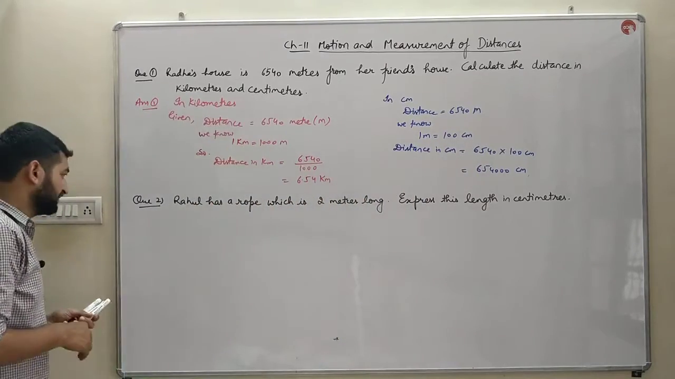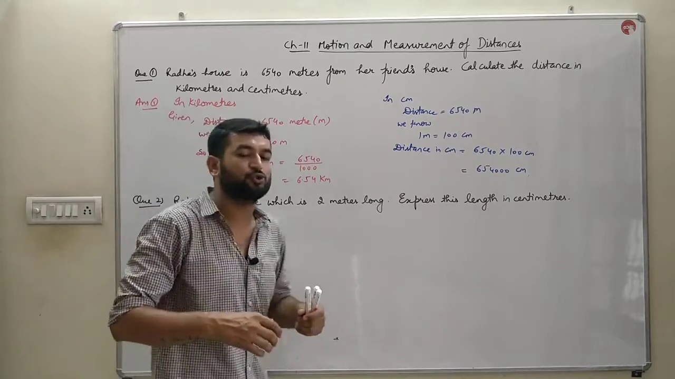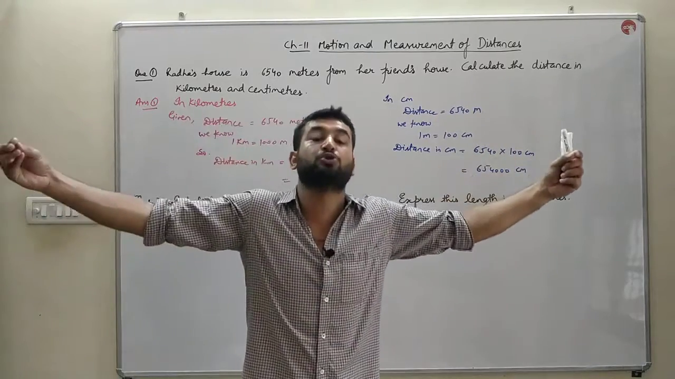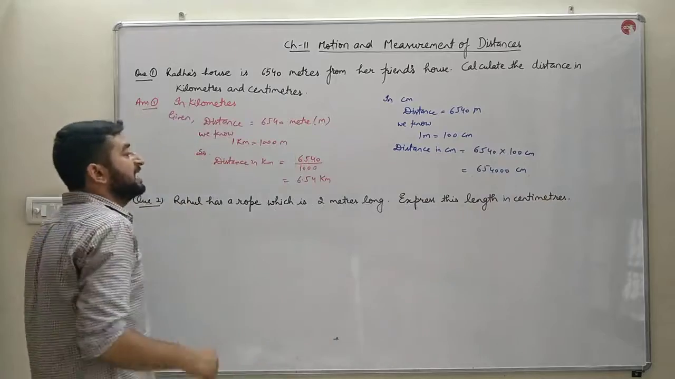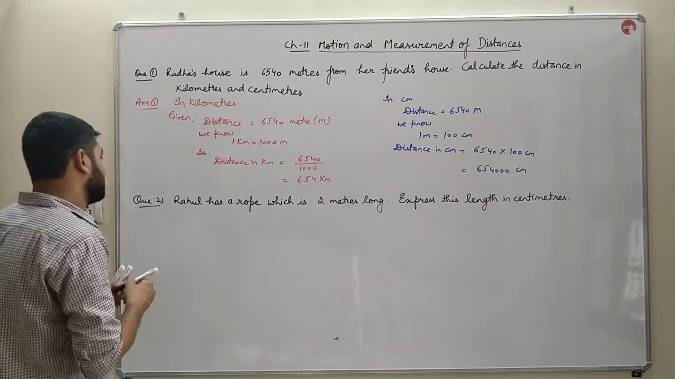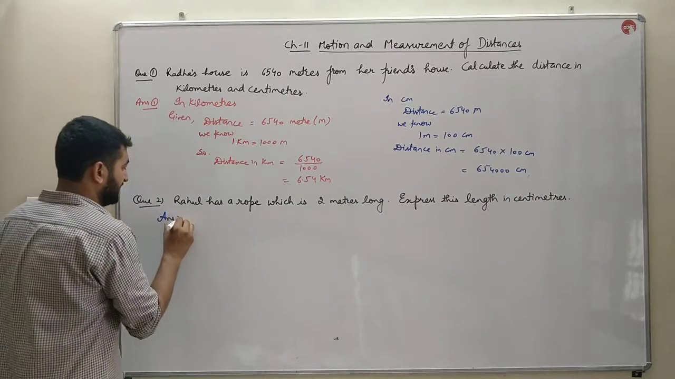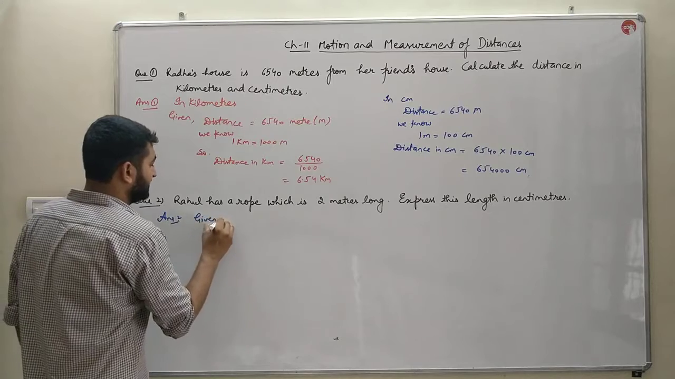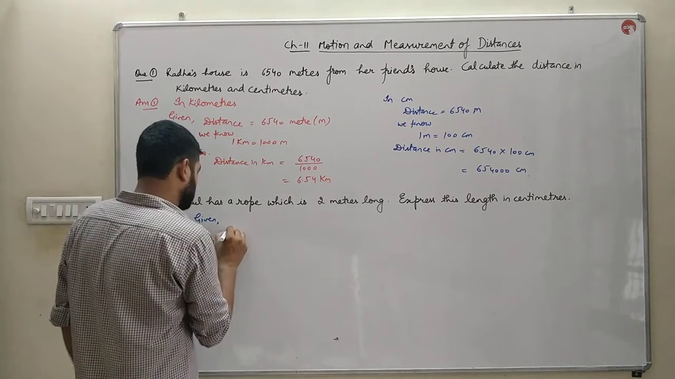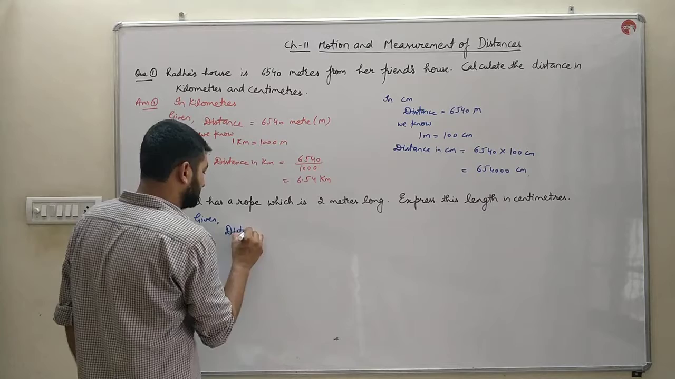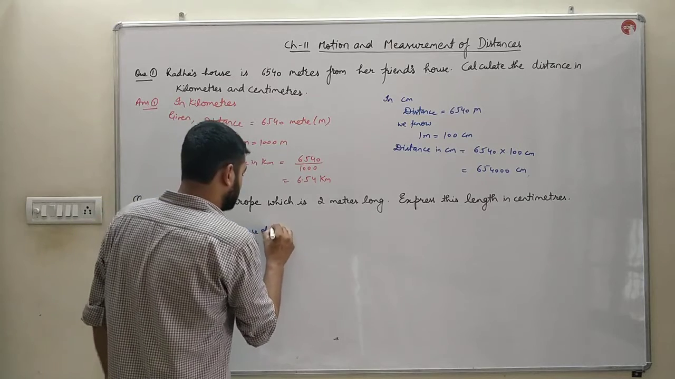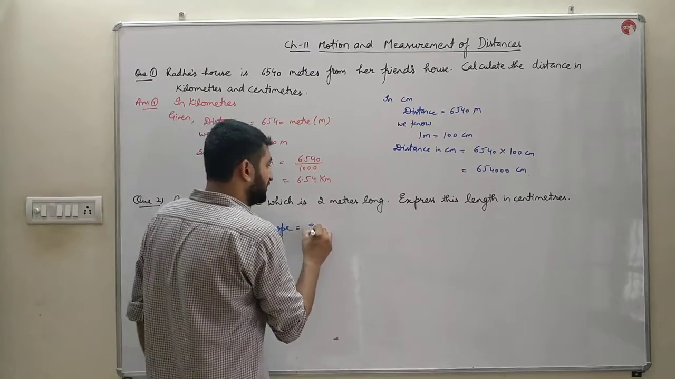Second question. Rahul has a rope which is 2 m long. He has a rope which is 2 meters long. Express the length in centimeters. Same as before. The given distance is in meters, and how much is given? 2 m.